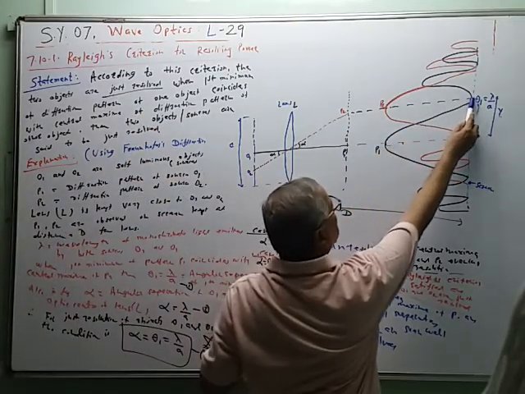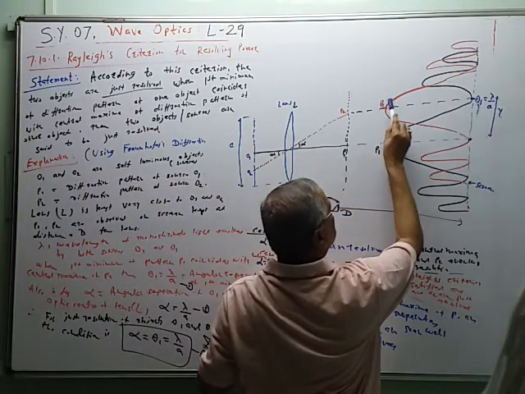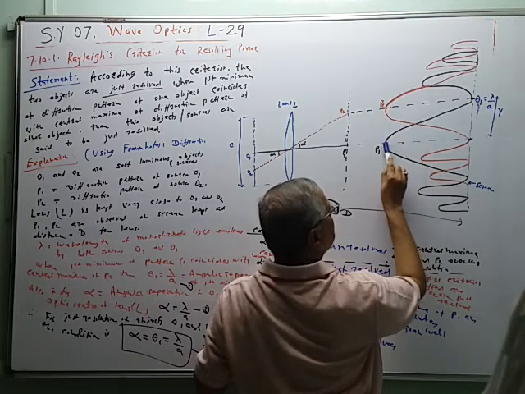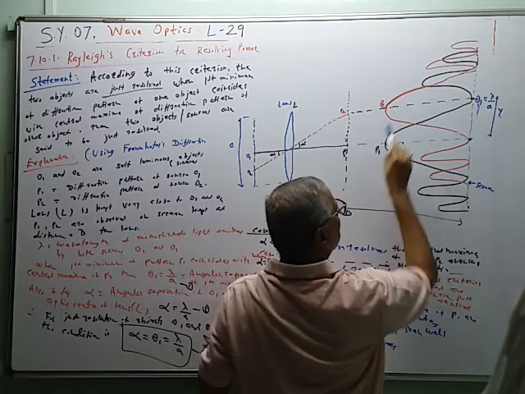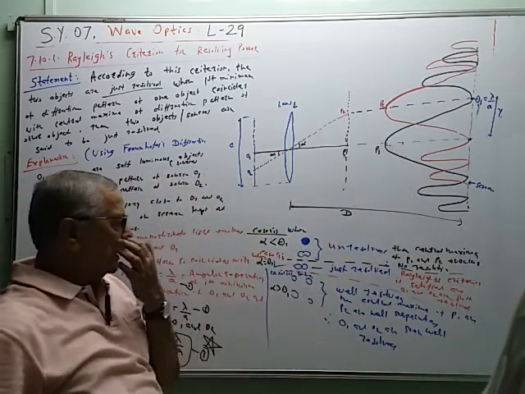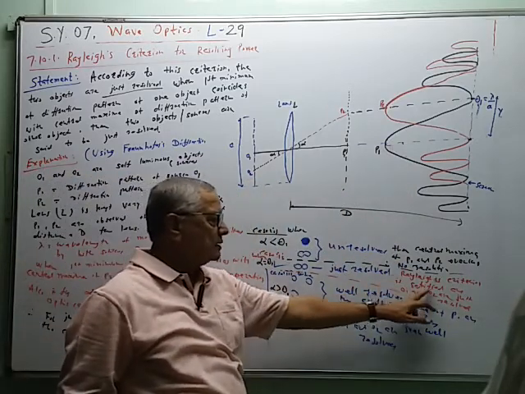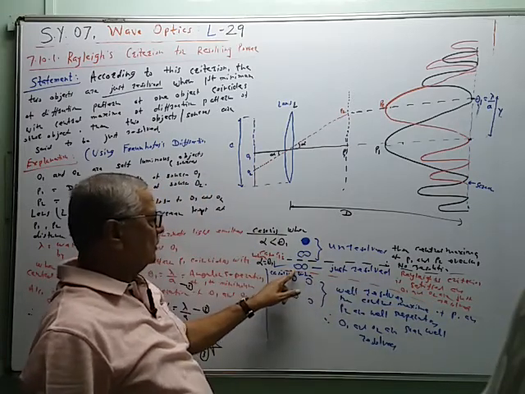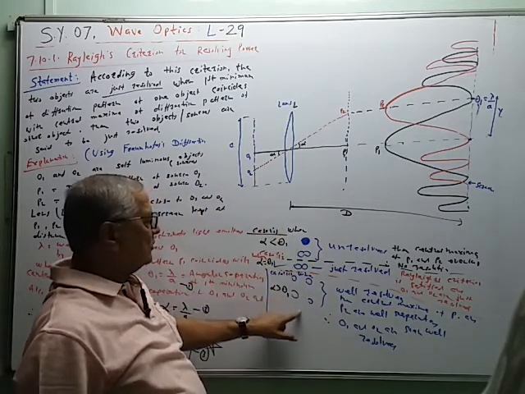The first minimum of one object coincides with the central maximum of the other object. The first minimum of the second object coincides with the central maximum of the first object. So vice versa is also possible, and therefore in this case Rayleigh's criterion is satisfied, and O1 and O2 are seen just resolved like this. So unresolved, just resolved, and well resolved.